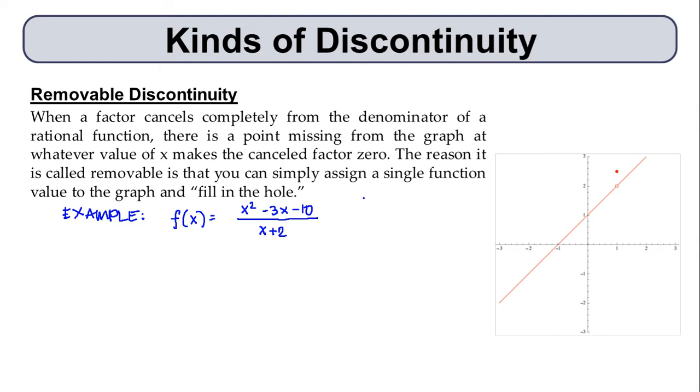So, pag i-factor out natin yung numerator, itong ating function will now become, ito naman ay x plus 2, di ba? At ang kapartner niya is x minus 5. Dun sa ilalim, x plus 2. So, mapapansin niyo mag-cancel yung x plus 2 dyan. Di ba? Therefore, yung ating f of x, magiging equal yan sa x minus 5 dahil yun na lang yung matitira.